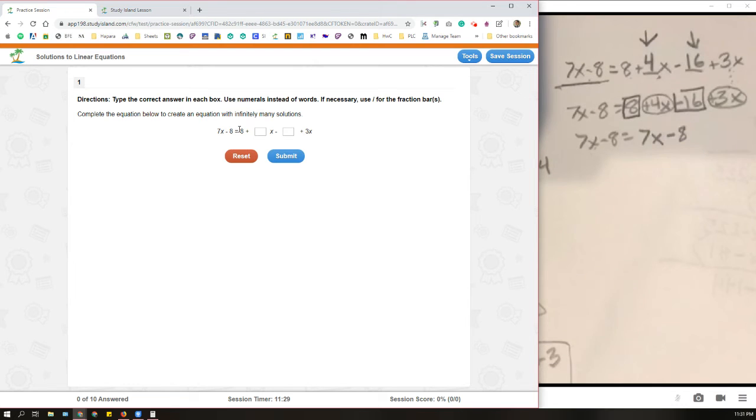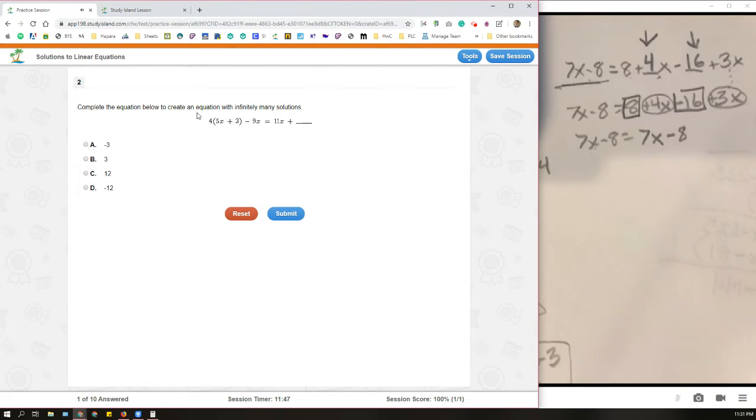So I go to my field up here and I say, all right, I want 4x and minus 16. Now it says minus right there, so I'm just going to type in 16. If this was a plus symbol, I would have to put negative 16 in there. But make sure you're paying attention to your symbols.